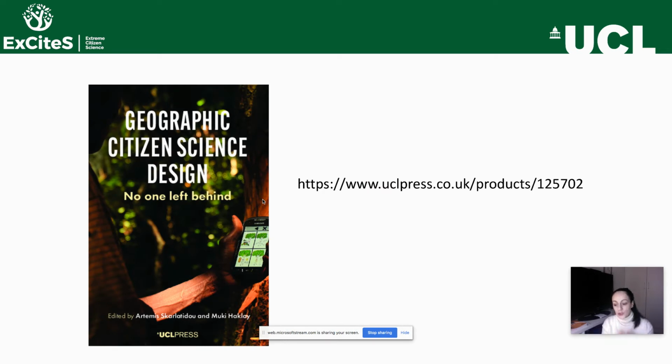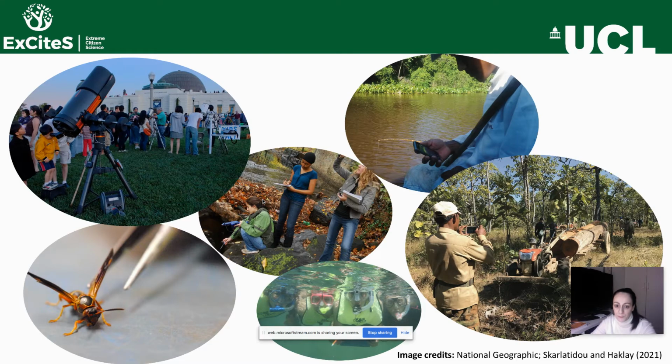This part of your module is explicitly based on the book Geographic Citizen Science Design, No One Left Behind, which you can all download using this link. I suggest that you have a look at mainly chapter 3, which is where you will find most information about the methods we will be talking about in the third part of this lecture, as well as in the materials next week.